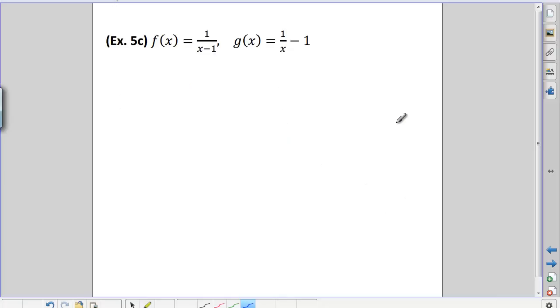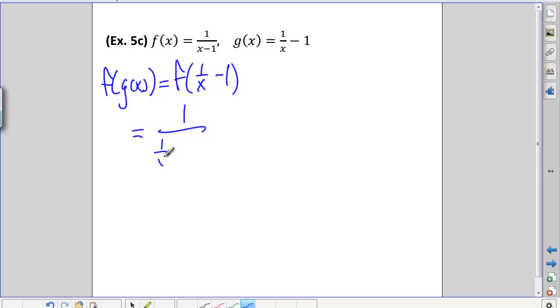And here's another example, this time with some fractions. So we're just going to do the same thing. f of g, that's f of 1 over x minus 1. So 1 over x minus 1. And actually, I think this is a typo. Let's make that a plus 1. Otherwise, things don't work out really well.